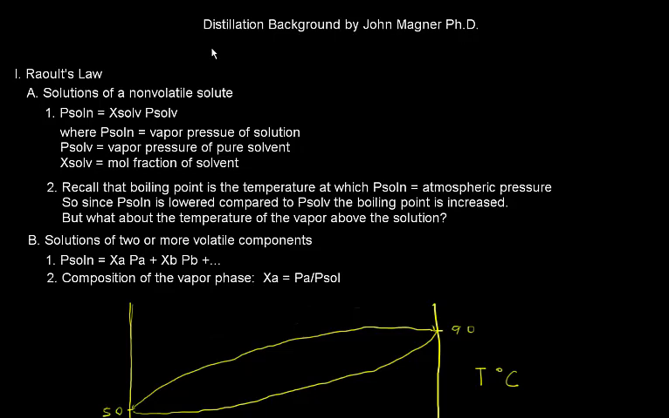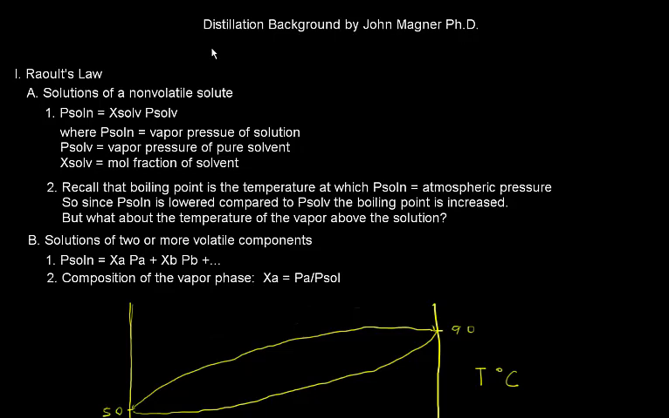Consider the effect that has on the boiling point of the solvent. If you're reducing the vapor pressure, it takes more heat to raise the vapor pressure of the solution to atmospheric pressure, which is the definition of normal boiling point, than it would for the pure solvent. And so therefore the boiling point of a solution of a non-volatile solute is higher than the boiling point of the pure solvent. That's not so important in distillation though.